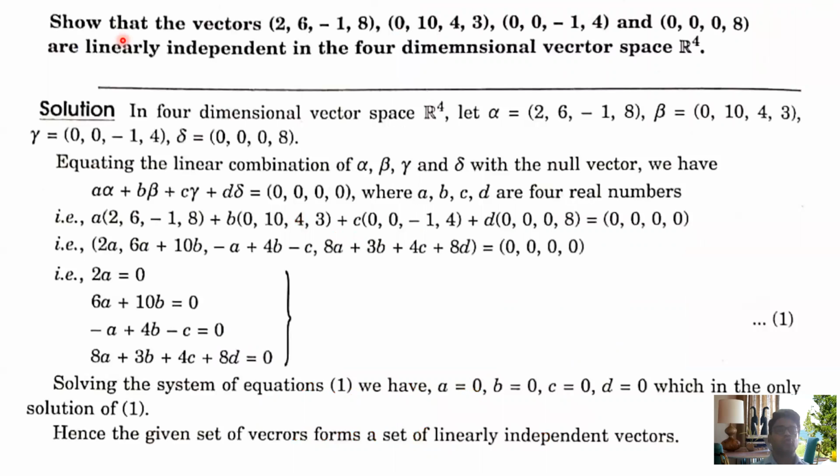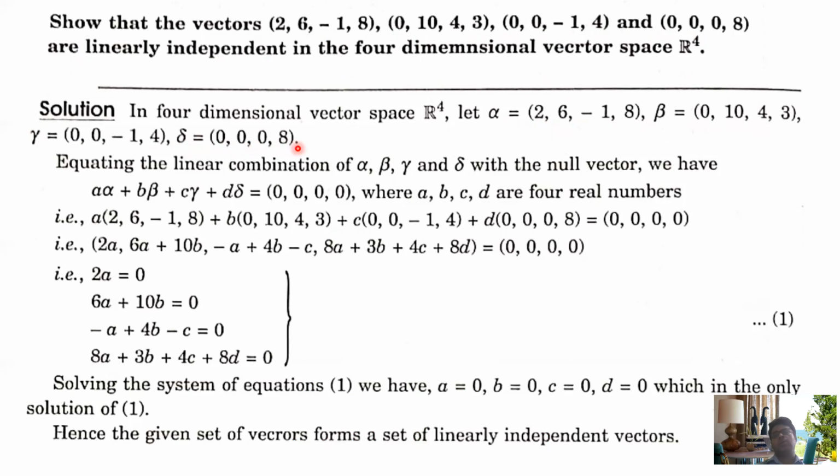Now, show that the vectors (2, 6, -1, 8), (0, 10, 4, 3), (0, 0, -1, 4), (0, 0, 0, 8) are linearly independent in the four-dimensional vector space R^4. So this type of question says that the four-dimensional point. Similarly, the four-dimensional alpha is equal to the first vector, that is (2, 6, -1, 8), and beta is equal to (0, 10, 4, 3), gamma (0, 0, -1, 4), delta is equal to (0, 0, 0, 8).